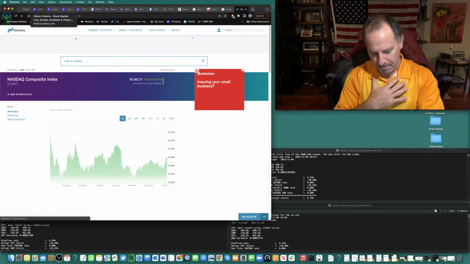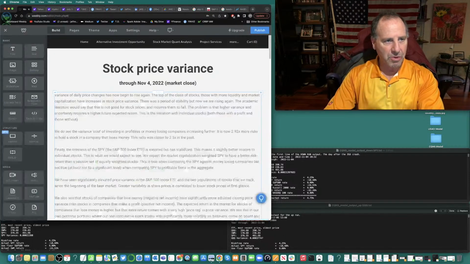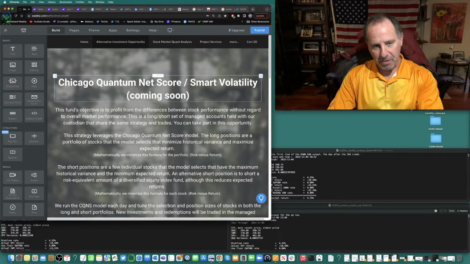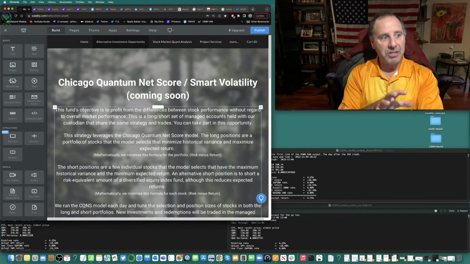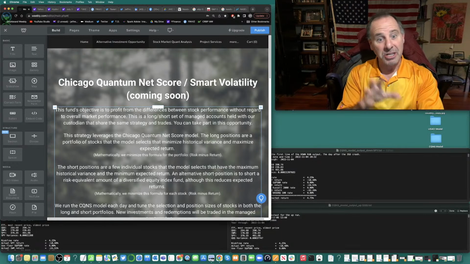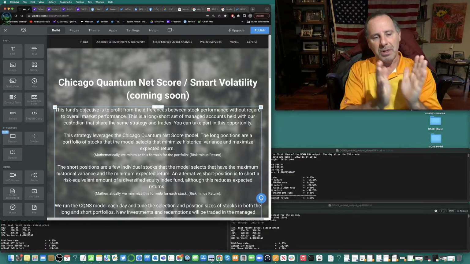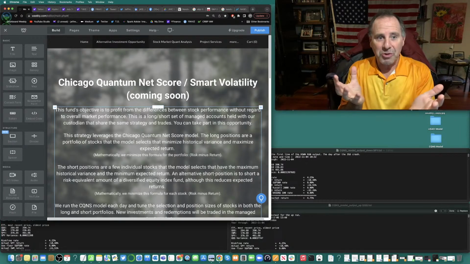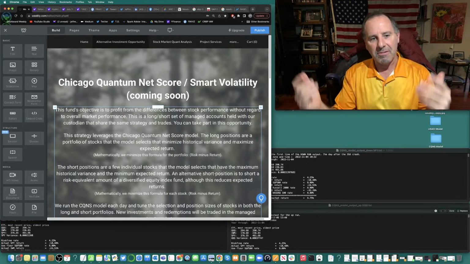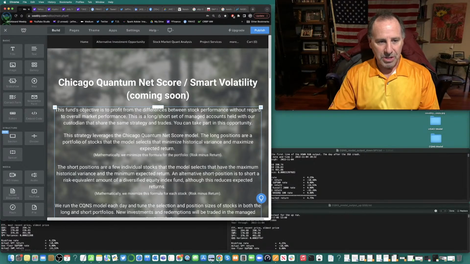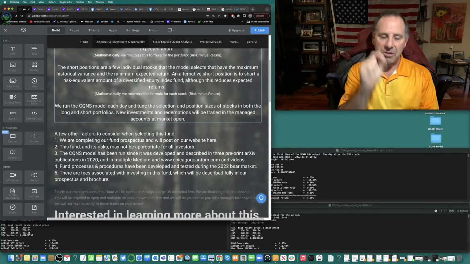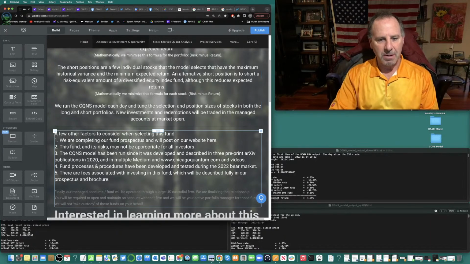And so, today in the Chicago Quantum Net Score, we have an alternative investment opportunity for clients, which are hedged funds. They're actually managed accounts that are managed separately and held with our custodian, but we manage them together so all the accounts get all the same trades relative to the amount of money that they have. And so we do this, and today we do this process based on the S&P 500, specifically based on the SPDR, the SPY, which is the ETF.